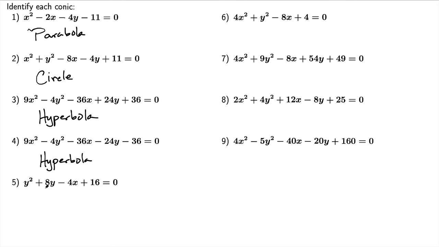Number 5, we only have a single squared variable here. Just the y is squared. So this is a parabola. Over here for 6, we've got both are squared, both are positive, but they are different coefficients. That means that we have an ellipse.